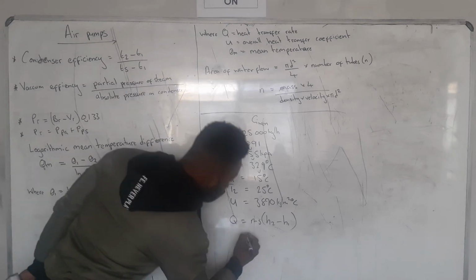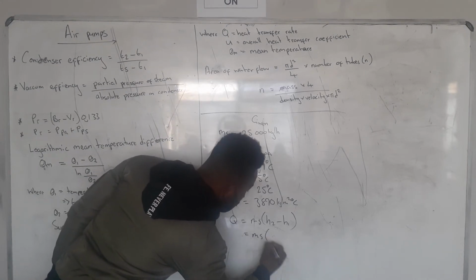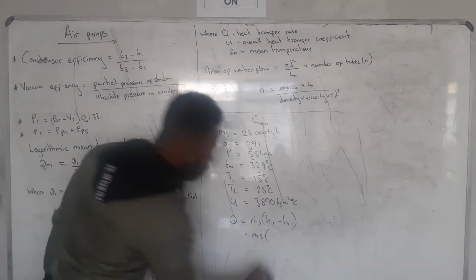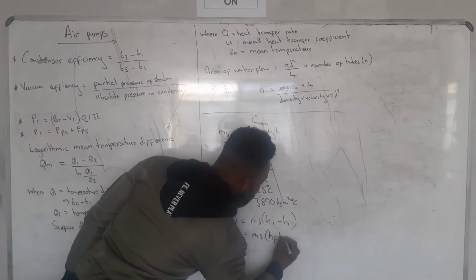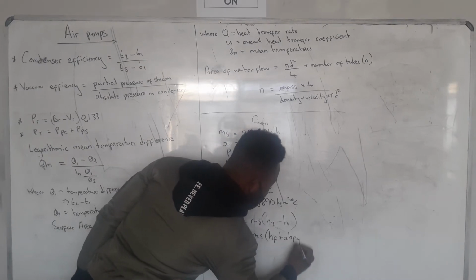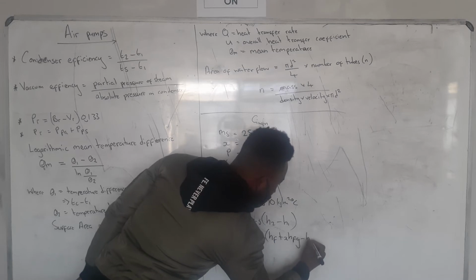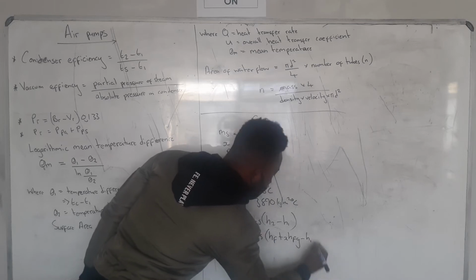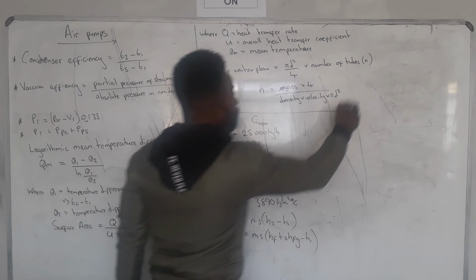So which makes my formula the mass of the steam. What is the formula to calculate the enthalpy of a wet steam? I said it says HF plus X HFG, minus your H1 at the given temperature. Okay.